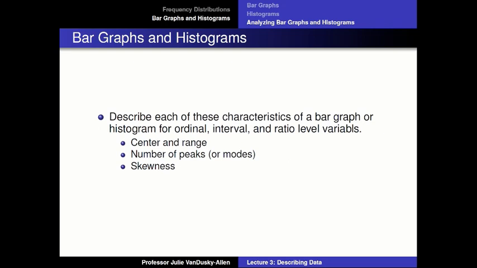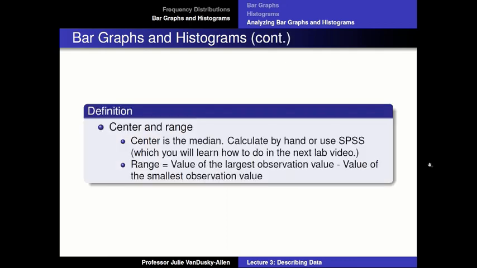Now I'm going to show you how to describe a bar graph or histogram for ordinal, interval, and ratio level variables using the following characteristics: center and range, number of peaks or modes, and skewness. The center of a bar graph or histogram is where the median is located. You can calculate this by hand or use SPSS to do it.